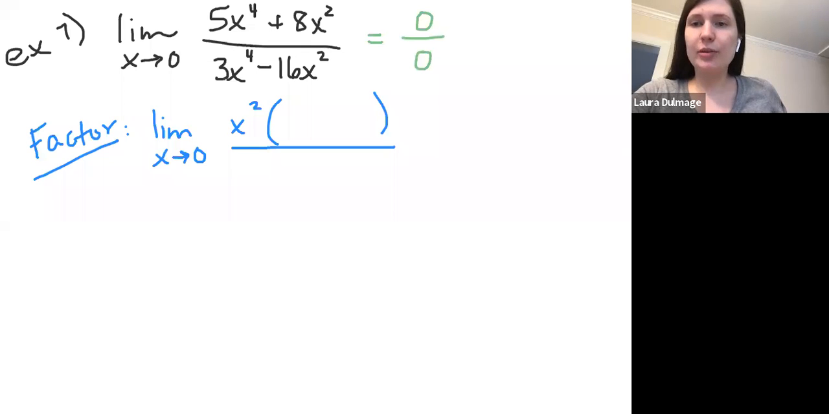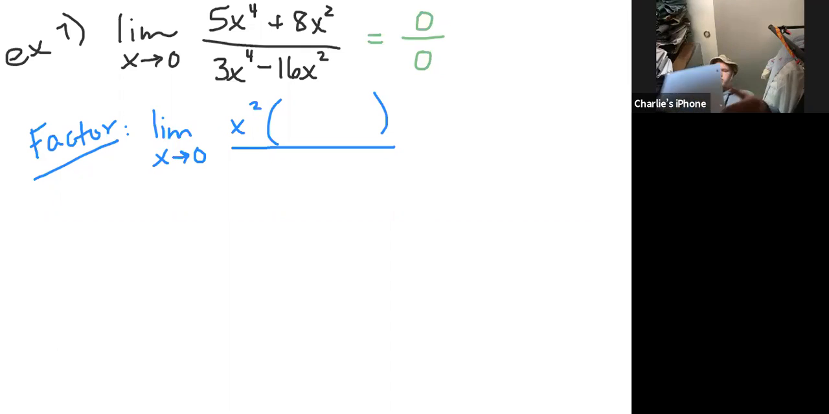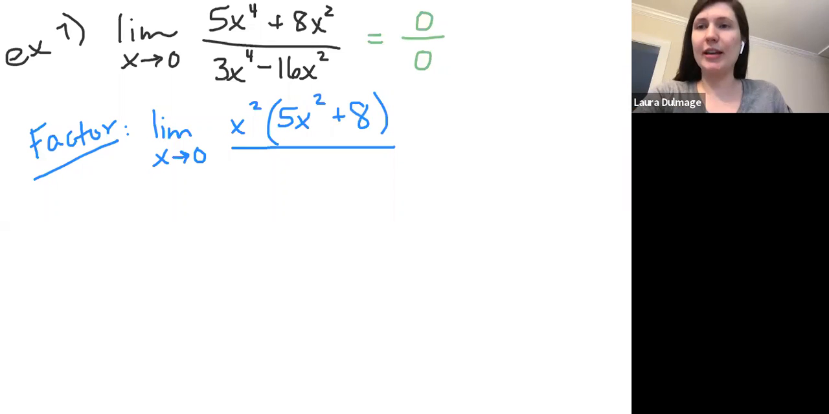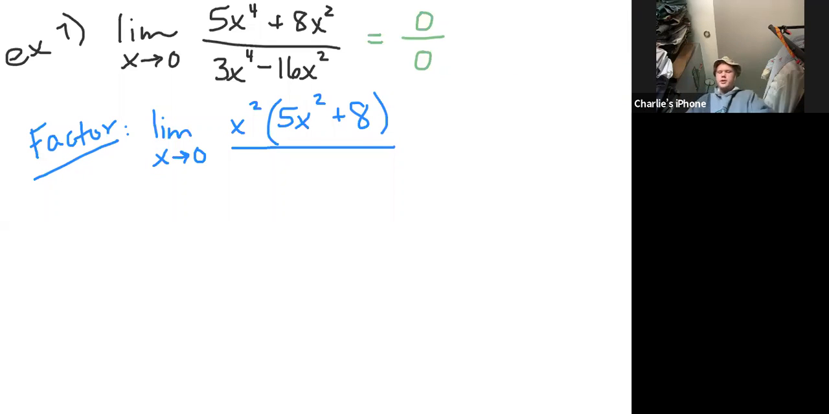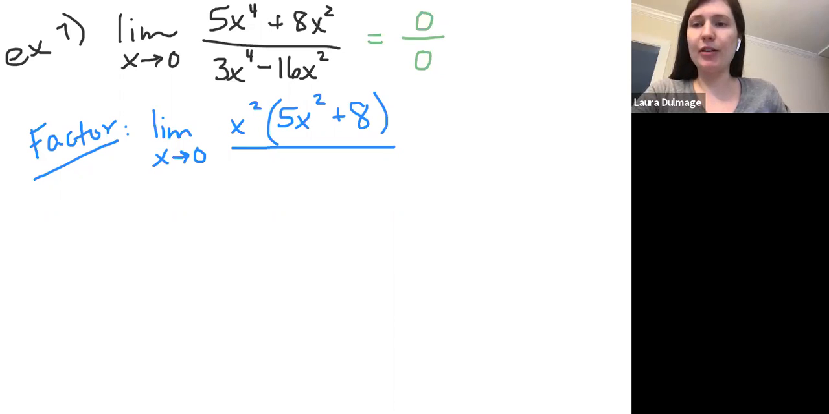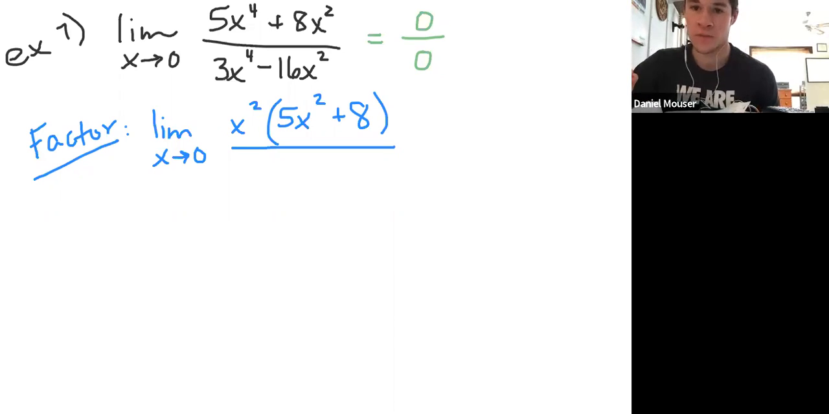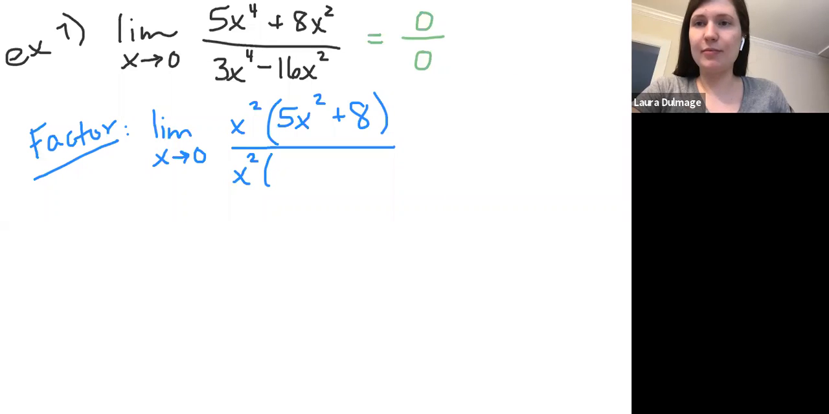Okay, who would like to share what they got in the numerator here? Five x squared plus 8x. Thank you, just plus 8. Oops, yeah, you're right. Awesome, thank you, Charlie. Okay, how about in our denominator? How can we factor that? 3x squared minus 16. X squared on the outside. Awesome. Thanks, Daniel.